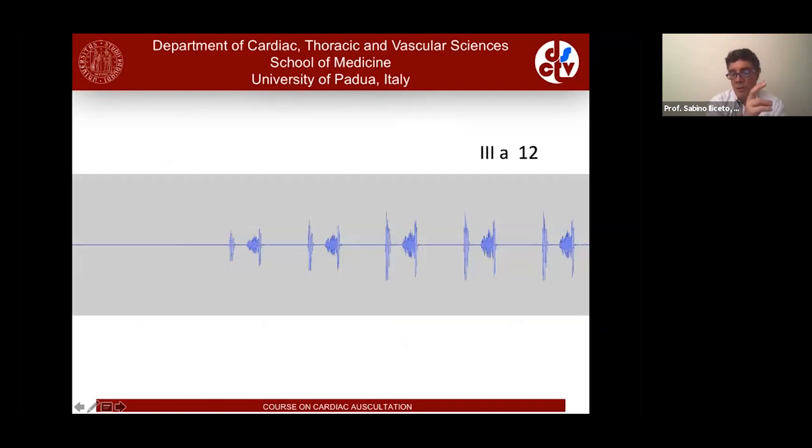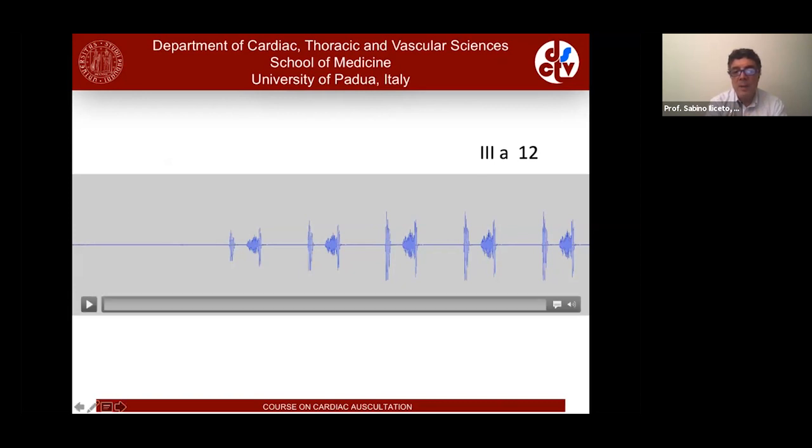Mainly two situations. One is mitral valve prolapse, that is the next lesson. The other one is dysfunctioning mitral papillary muscle in ischemic heart disease of acute myocardial infarction. And this is something that is typical of ischemic heart disease.